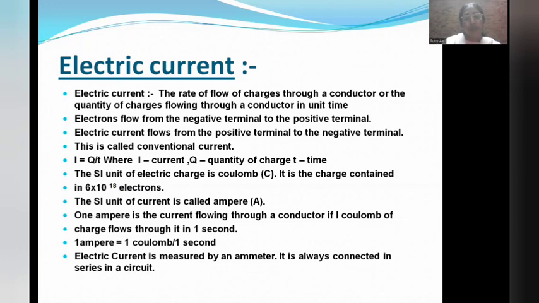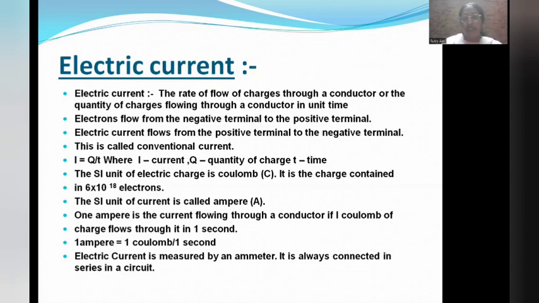There are smaller units of current, that is milliampere and microampere. 1 milliampere is equal to 10 to the power minus 3 ampere, and 1 microampere is equal to 10 to the power minus 6 ampere. And the current is measured using an instrument called ammeter. Ammeter is always connected in series. So this is about current.